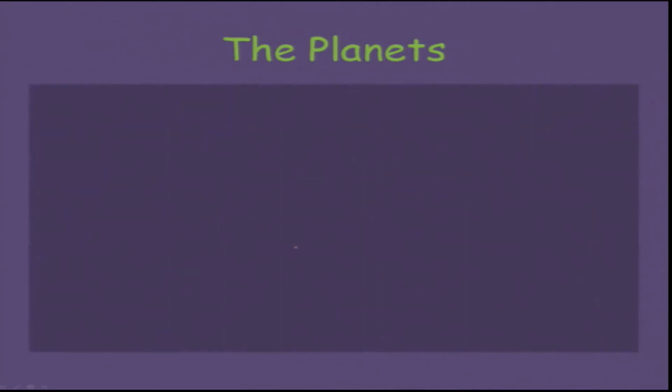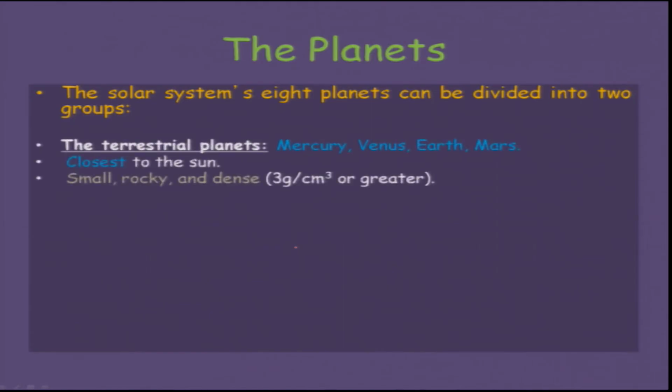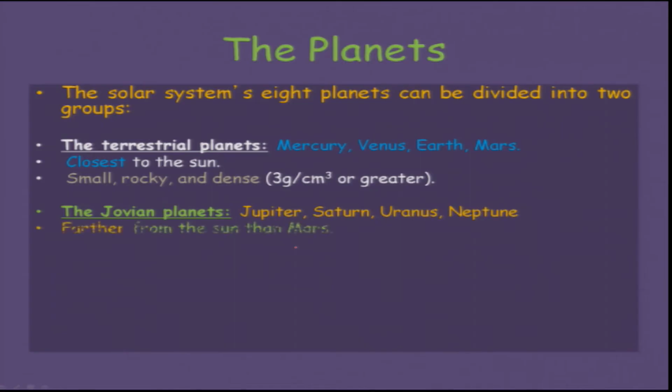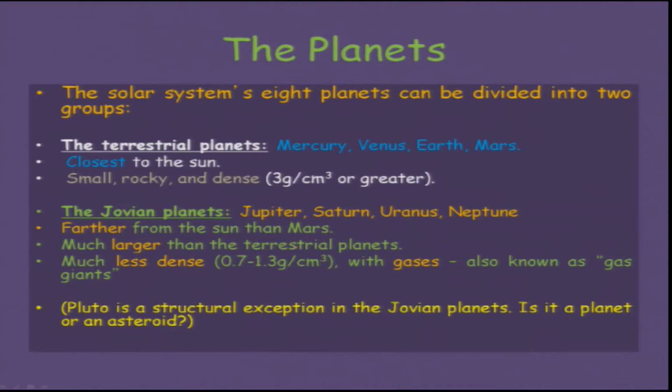So, the solar system's 8 planets can be divided into the terrestrial planets, which we have already talked about. I will just move ahead. Then we have around 4, Jupiter, Saturn, Uranus, and Neptune, the Jovian planets. They are the farthest and much larger as compared to the terrestrial planets, and comparatively less dense, as we see here; the terrestrial ones are much denser.